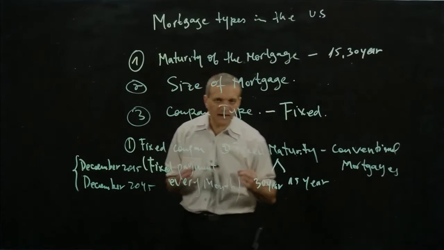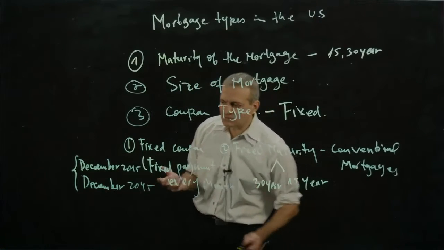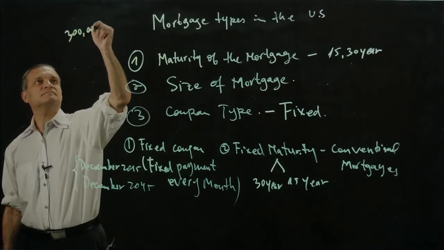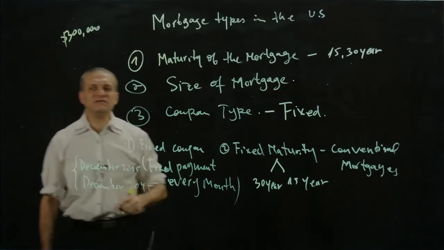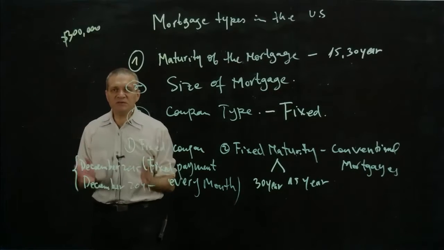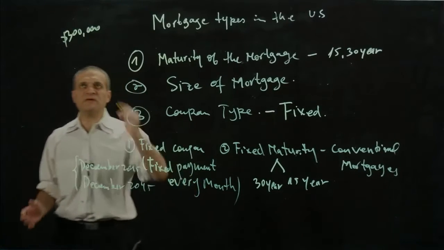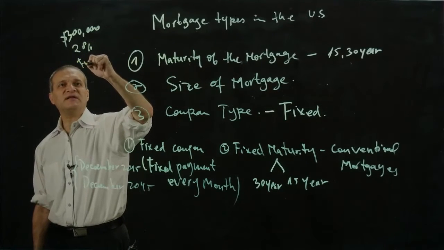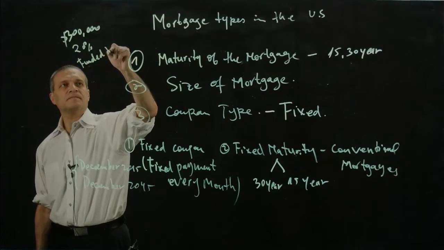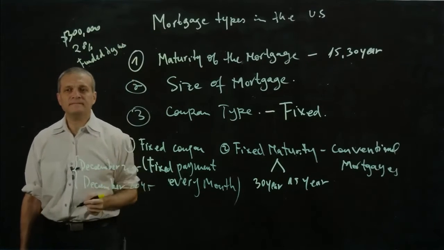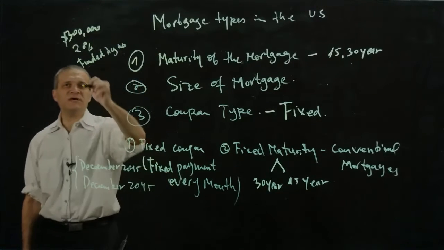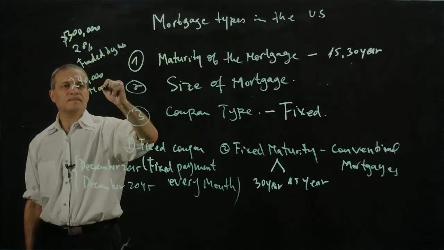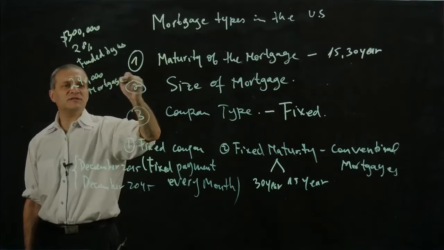So when you want to buy a house, let's say the house costs $300,000. Usually, what the bank will tell you is, can you please, Mr. X or Mr. John Doe, put 20% down? And the rest will be funded by us. So it means that you are going to get a $240,000 mortgage with a certain coupon.